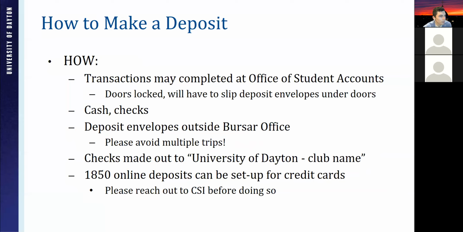Checks should be made out to the University of Dayton/club name. It can also just be the club name, so club softball, math club, anything like that. Just avoid having the student's name directly on it. So if Jane Doe was collecting funds for the math club, don't put Jane Doe on the check, because then it looks like that student's receiving the check. Try to have the club name on there if possible.